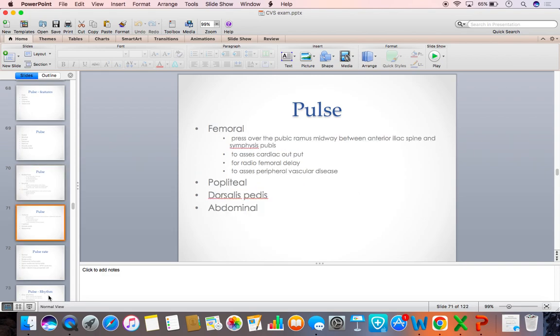Femoral is felt midway between the anterior iliac spine and the symphysis pubis, by applying pressure on the pubic ramus. This is used to assess cardiac output, to observe for radial femoral delay, and to assess peripheral vascular disease. Then also feel for the popliteal, dorsalis pedis, and others.